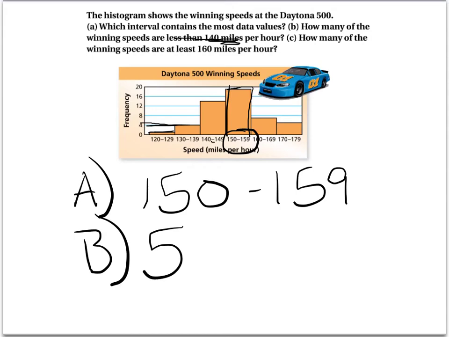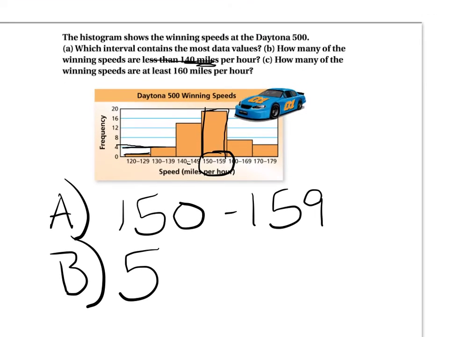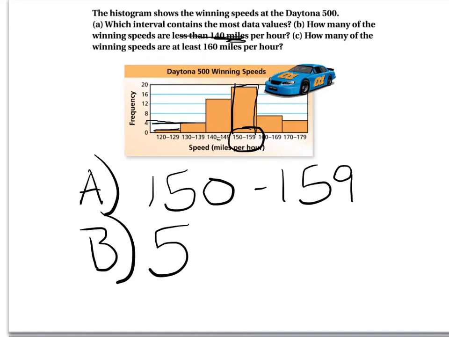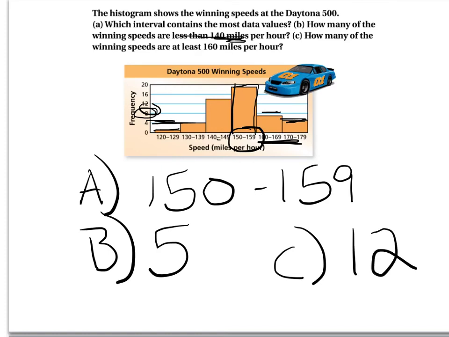C, how many winning speeds were at least 160? If you look at what's above 160, again our numbers, we're looking at 8 right here, and we're just below that, so it's 7. And then this one would be just above the 4, so that'd be a 5. So 7 and 5 is 12. So our answer to C would be 12 winning speeds at least 160 miles an hour.